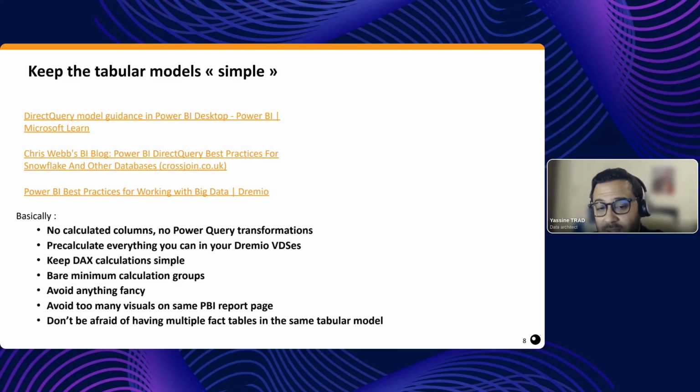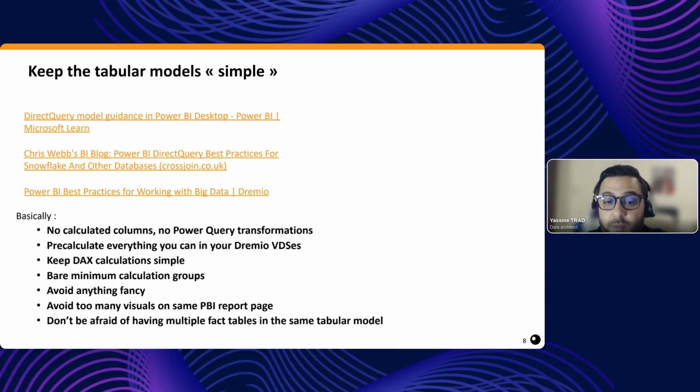Avoid too many visuals on the same Power BI report page. That's super important. When you have one page and you put on it 20 different visuals, and everything is a visual in Power BI, right? You have slicers, you have charts, and everything is a visual. So every visual is going to generate SQL queries that are going to be run against Dremio. So if you have 20 visuals, they're going to generate at least 20 queries, sometimes more, as soon as you open the page. So try to reduce that, and have the bare minimum visuals per page.